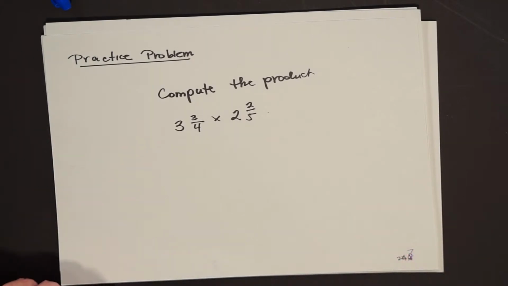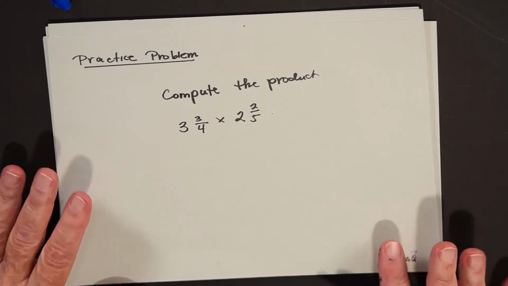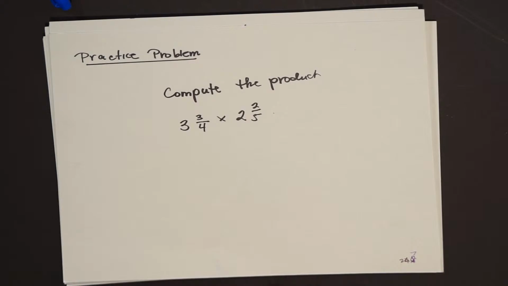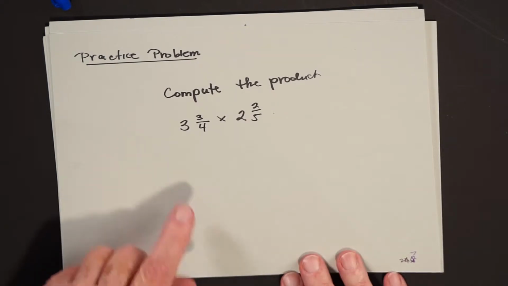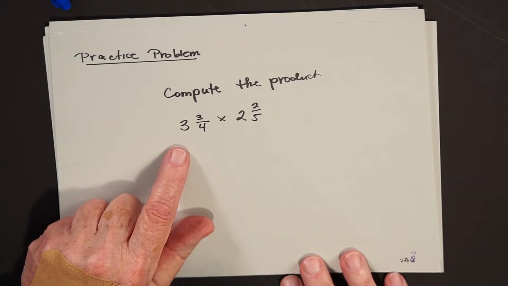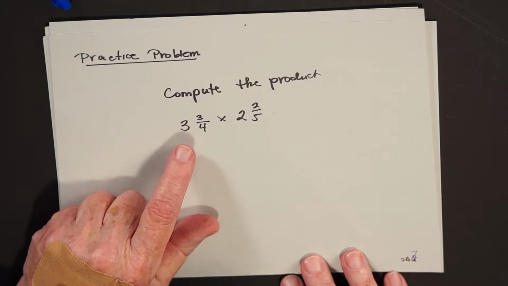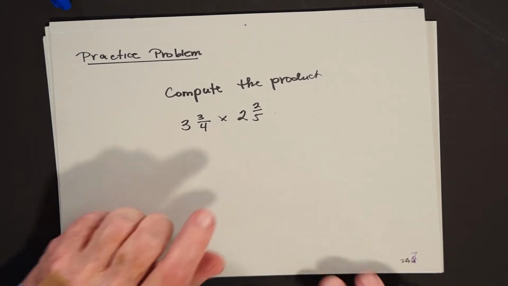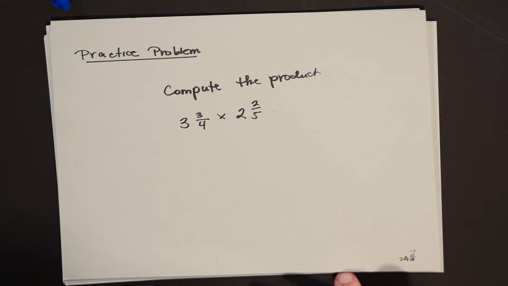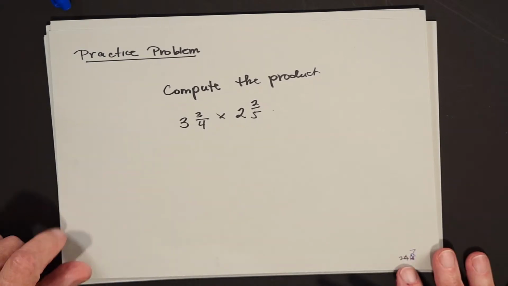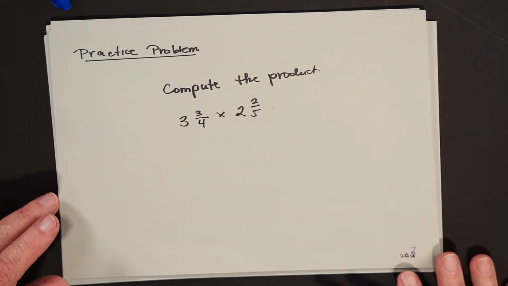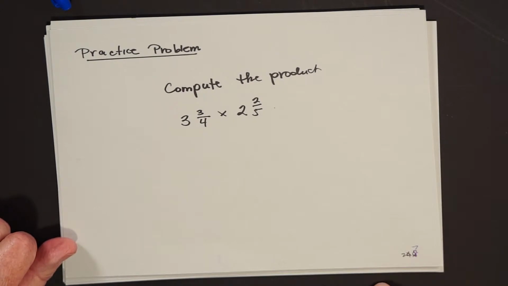And the practice problem, remember what you do. Pause the video, read the problem, and do it. Just to see if you've captured how to do the multiplication. Just compute the product, 3 3/4 times 2 2/5. Do it any way that you want. Do it as many different ways as you can, and then come back and watch how I did it, okay?